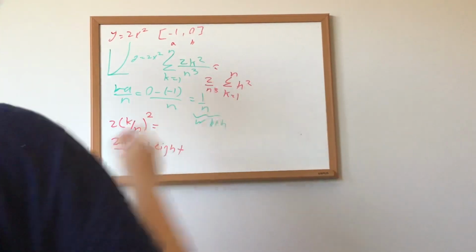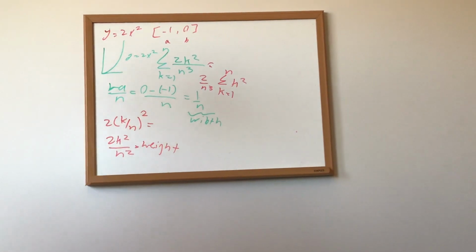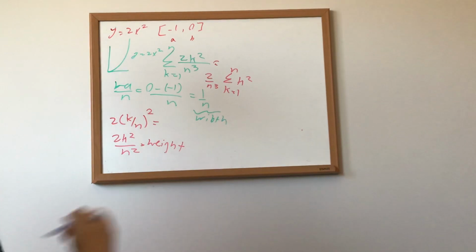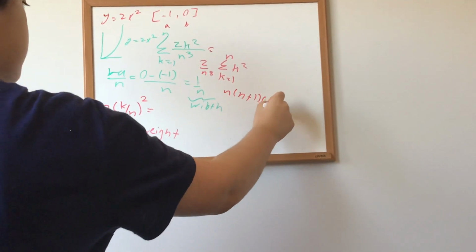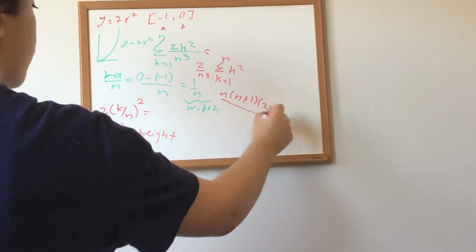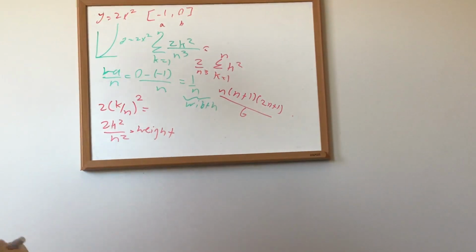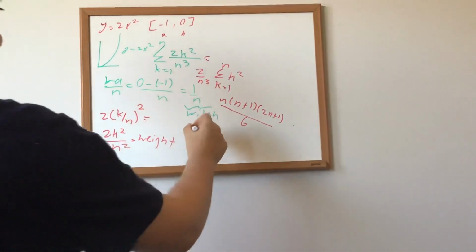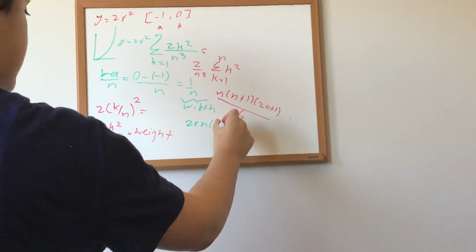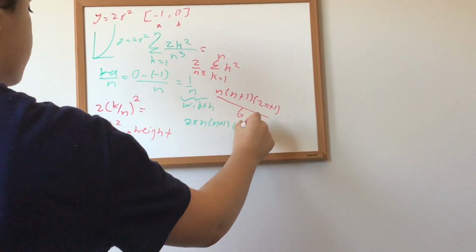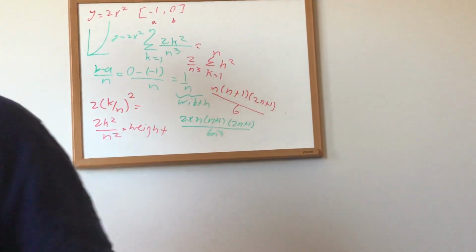This has a formula which I explained in my previous videos, which is equal to n times n plus 1 times 2n plus 1 over 6. And now if we multiply these two together, we get 2 times n plus 1 times 2n plus 1 over 6n cubed.